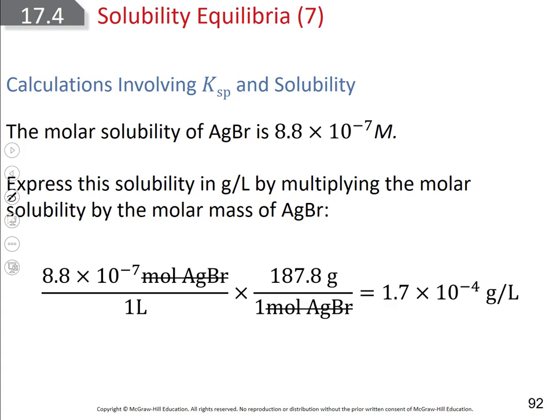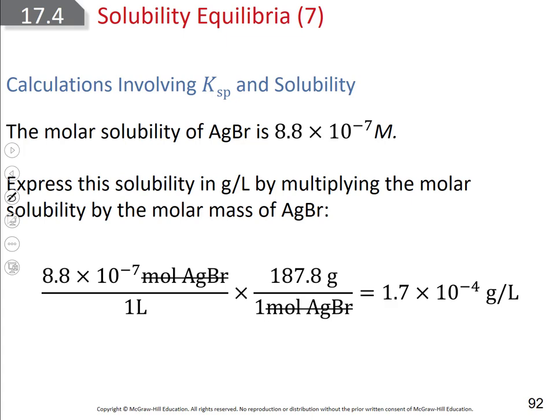So if I were to dissolve this compound, 1 liter of water at room temperature could only hold 1.7 times 10 to the negative fourth grams. That is less than a milligram. That is a very, very small amount that actually dissolves. Which is why we generally would consider silver bromide to be insoluble. Only a very small amount dissolves. And questions about how to determine the molar solubility and the solubility. Not that bad, right?